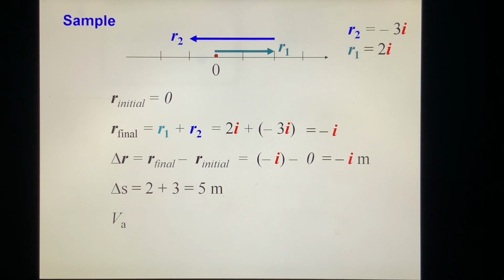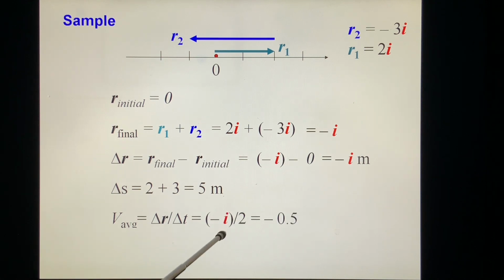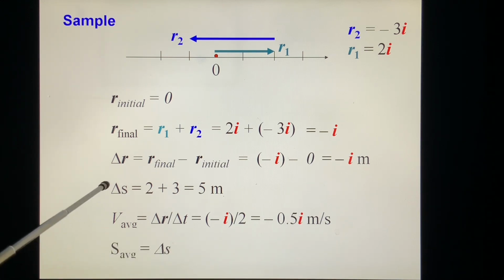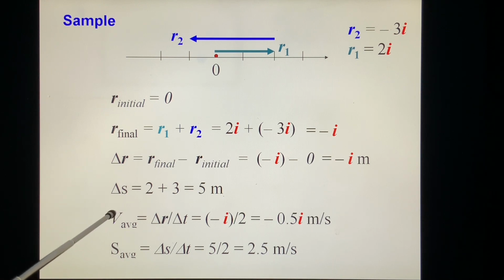So in that case, we get v average is delta r over delta t. It is delta r here, minus i, and delta t is 2, so it is minus 0.5i. And s average is delta s over delta t, 5 over 2, is 2.5 meters per second. This is average speed. This is average velocity. Velocity has a direction. Average speed does not.